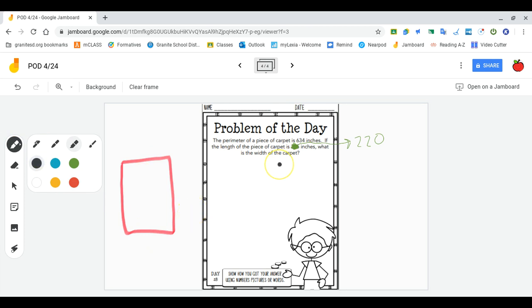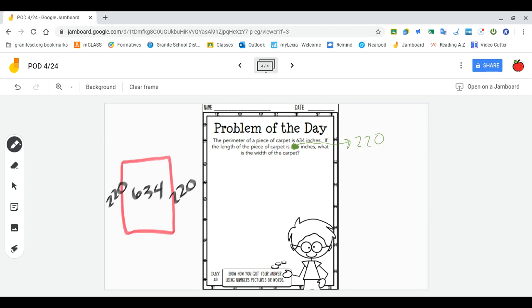So the numbers that I already know is that the total is 634. So I'm going to write that in the middle. And then I know that 220 is the length. So that means 220 is on one side, but that means it's also on the other.